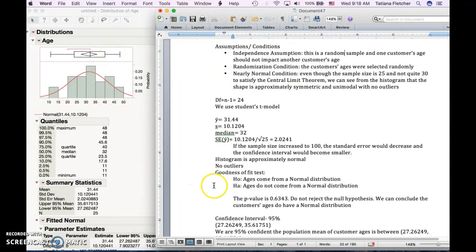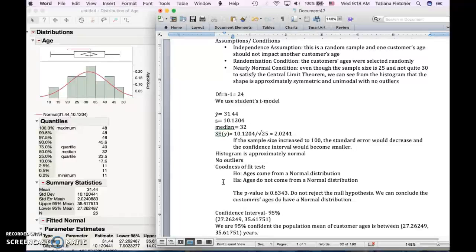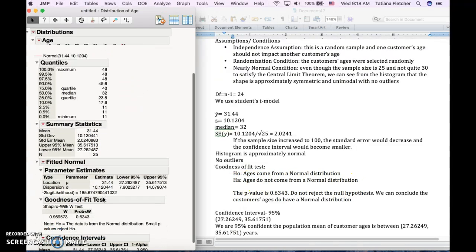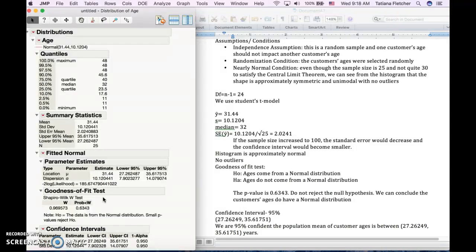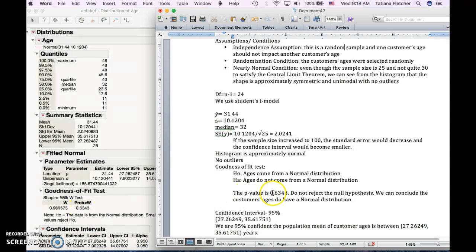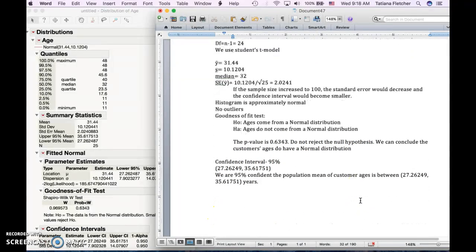If we decide to conduct a goodness of fit test, our H0 will be that the ages come from a normal distribution, whereas our alternative is that the ages do not come from a normal distribution. By doing a goodness of fit test for this data, we get a p-value of 0.6343. Since our p-value of 0.6343 is large enough, we do not reject the null hypothesis. We can conclude that the customers' ages do have a normal distribution.